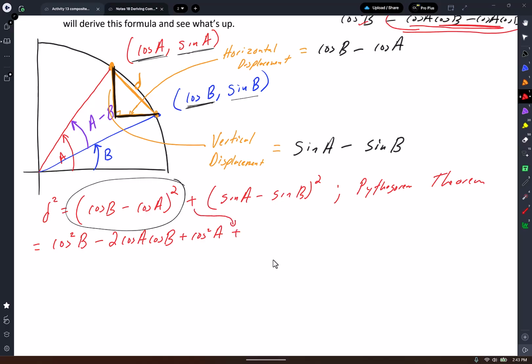Sine A times sine A, sine squared A. Bless you squared. Bless you cubed. Bless you fourth power. Bless you fifth power.